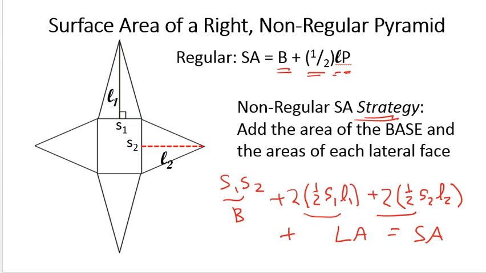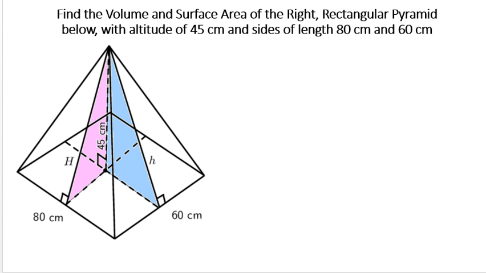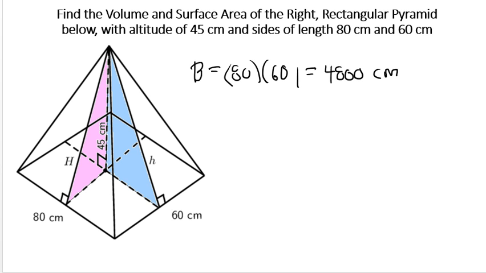So let's look at a quick example. Here's a rectangular pyramid. One side is 60 centimeters, the other side is 80. I already know the area of the base is going to be 80 centimeters times 60 centimeters. 8 times 6 is 48, so times 10 times 10, that is going to equal 4,800 centimeters squared.